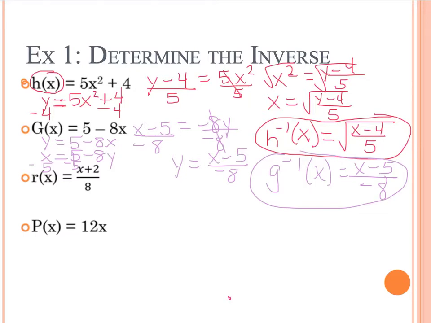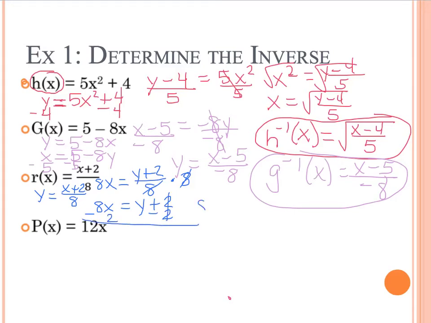Alright, so let's try another one. If I flip-flop my x and my y, I have x equals y plus 2 over 8. And I'm going to solve for y. So if I multiply by 8 on both sides, I have 8x equals y plus 2. And then subtract 2 from both sides. 8x minus 2 equals y. And so that's our inverse of x, 8x minus 2.